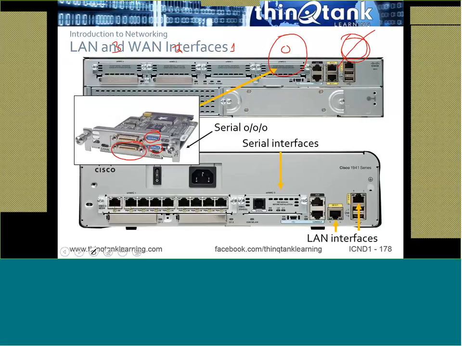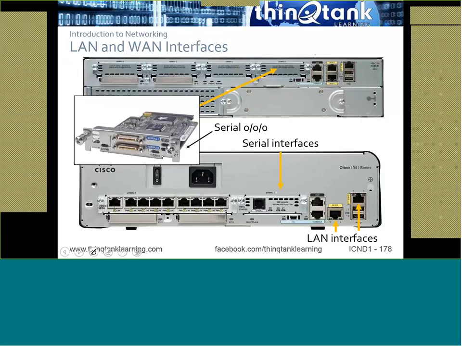So if I were to move this card over to this slot, and plug the cable into the top port, then that would be serial 0/2/1. Make sense? It changes for every platform, right? Every platform has a different configuration. So you have to look at the back of the device to see where the card is, how many ports are on the card, and so on.